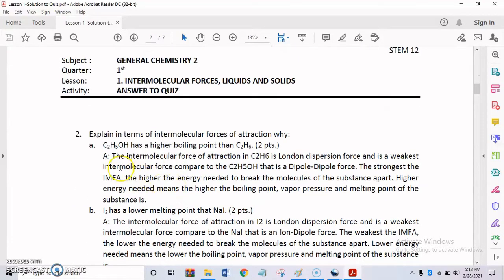Lesson number 2, explain in terms of intermolecular forces of attraction why: A. The ethanol has a higher boiling point than ethane. The intermolecular force of attraction in ethane is London dispersion force, and it is the weakest intermolecular force compared to ethanol, which has a dipole-dipole force. The stronger the IMFA, the higher the energy needed to break the molecules of the substance apart. Higher energy needs means the higher the boiling point, vapor pressure, and melting point of the substance is.